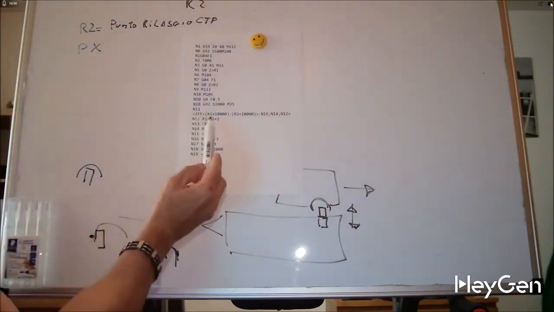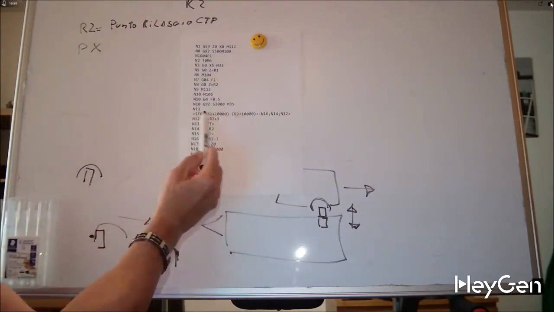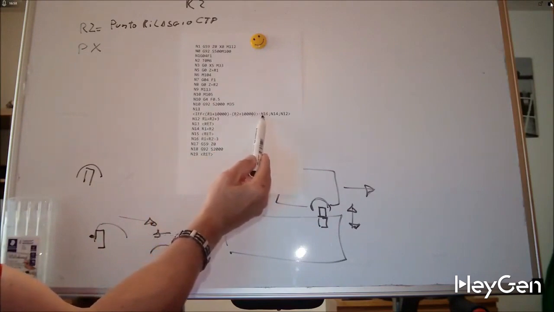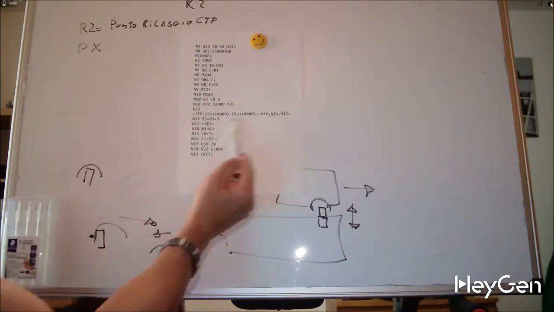If R1, R2 plus 10,000 is greater than 0, go to block 16. If it is equal to 0, go to block 14. If it is 2, block. If it is less, go to block 12.